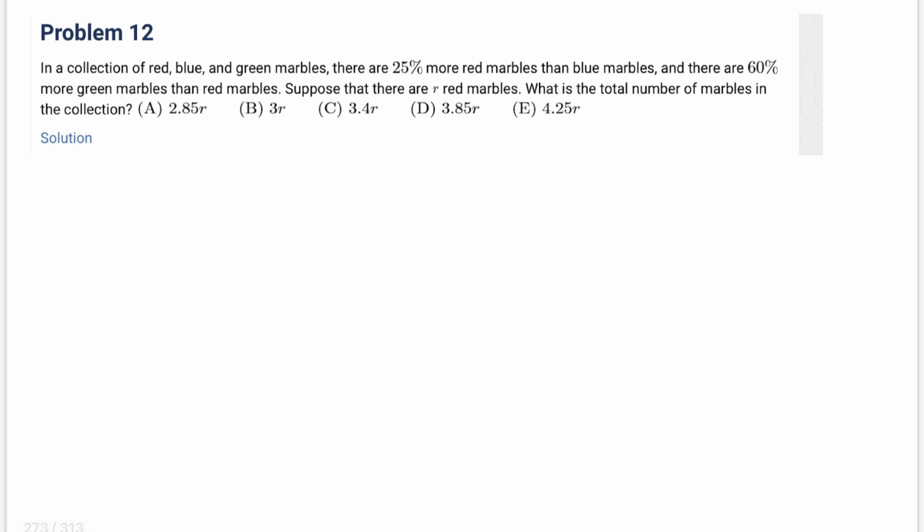Problem number 12, in a collection of red, blue, and green marbles, there are 25% more red marbles than blue marbles, and there are 60% more green marbles than red marbles. Suppose there are R red marbles. What is the total number of marbles in the collection? Okay, so there are red, blue, and green marbles. 25% more red than blue. So the ratio would be 5 to 4.